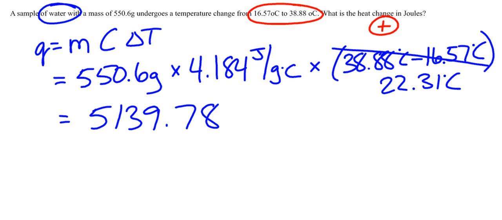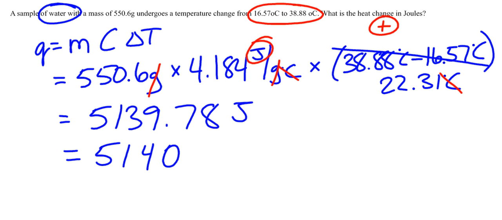So my final number ends up being 5139.78. Again, I need my units. Can't forget to cancel units out. Grams cancels out, degrees Celsius cancels out. I'm left with just joules, so my final answer is in joules. But this, of course, is not my final answer, because I need to have the right number of sig figs. My numbers in my multiplication problem all have 4 sig figs. If I try to do 4 sig figs here, 5140, did I get that right? Oh, it's 51,339. Oh, there's a 5 right here, that's why.